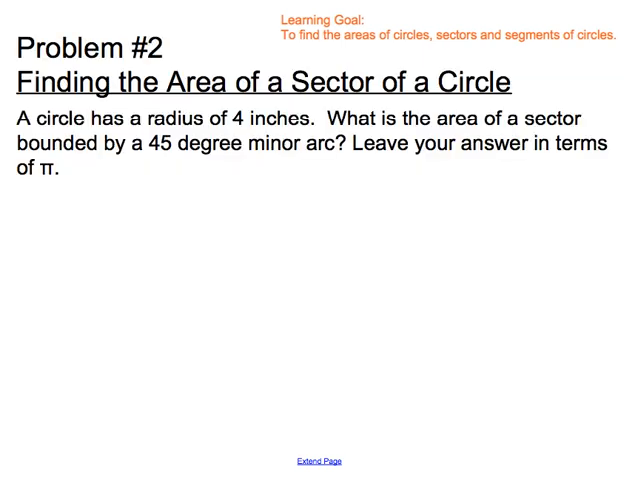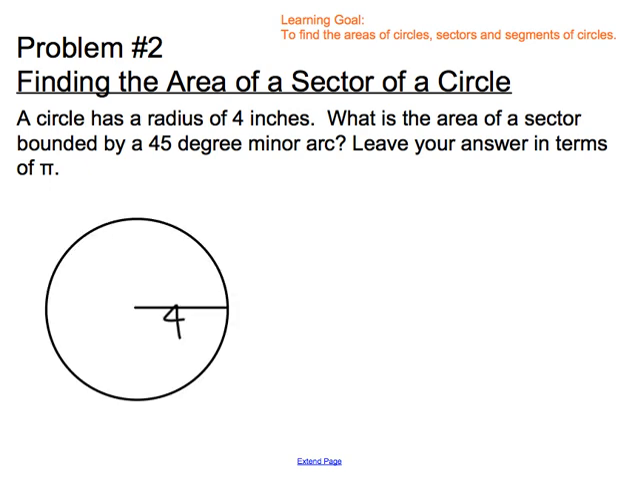Our second question asks us to find the area of a sector of a circle. We have a circle with a radius of 4 inches, so let's go ahead and draw a picture. Here we have our circle with a radius of 4 inches. We're trying to find the area of the sector bounded by a 45-degree minor arc. The next thing we want to do is cut a piece out of this circle that is bounded by 45 degrees. Here we're trying to find the area shaded in yellow.